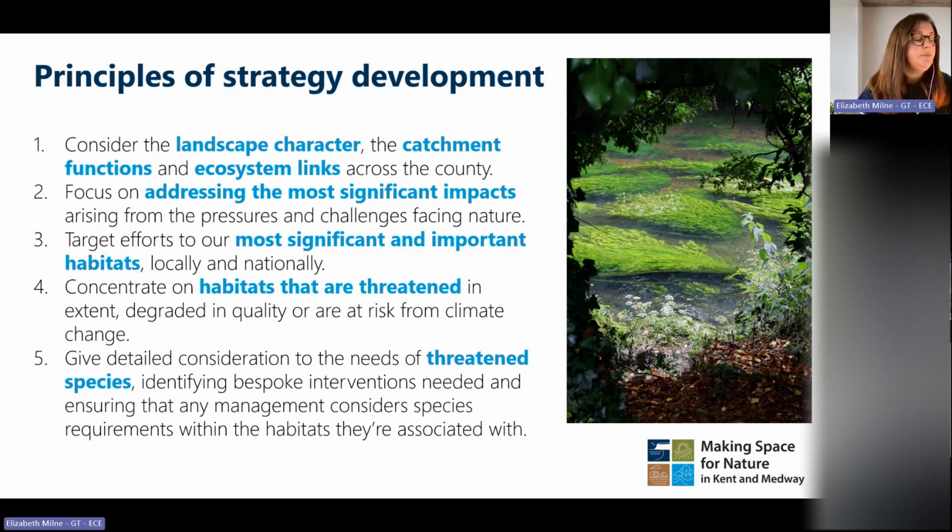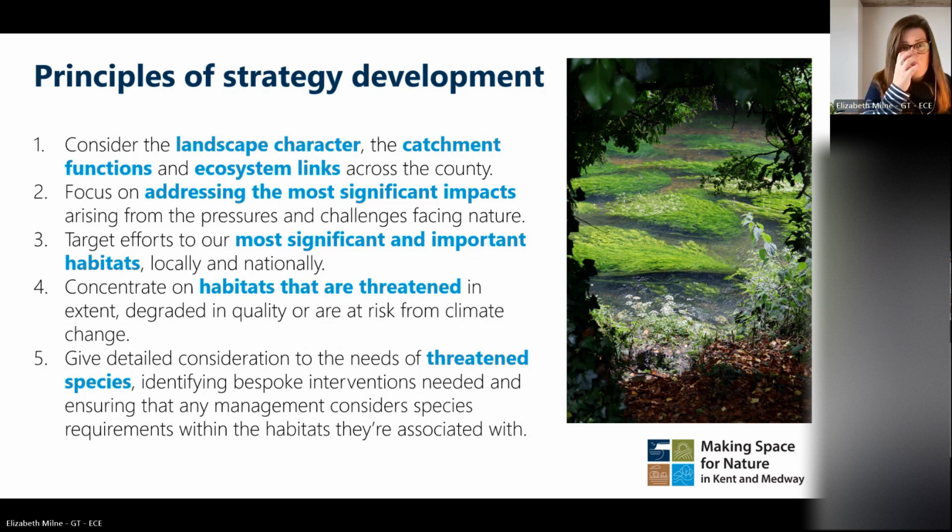We also wanted to focus on the most significant impacts arising from pressures and challenges facing nature. Now, the very nature of the strategy means that we can't necessarily address or change the pressures and challenges that our nature faces. But one of the things we can do is help to mitigate, minimise and manage the impacts from these. And that's what we've aimed to do within the strategy priorities and the potential measures that are associated with that.